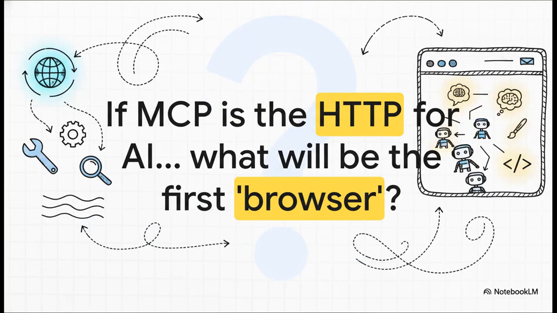So that leaves us with this really exciting, provocative question. If MCP is basically becoming the HTTP for AI, the universal protocol for interaction, then what's going to be the first browser? What's the killer app? The Netscape Navigator or Google Chrome that's going to be built on top of this new agentic internet of tools? That is the future that MCP is unlocking right now.